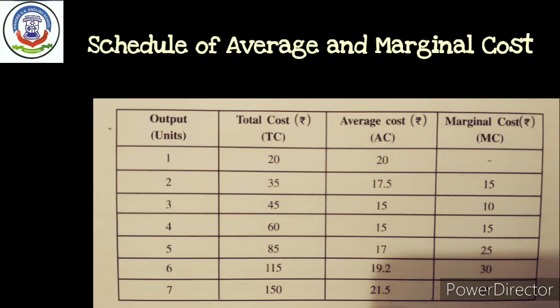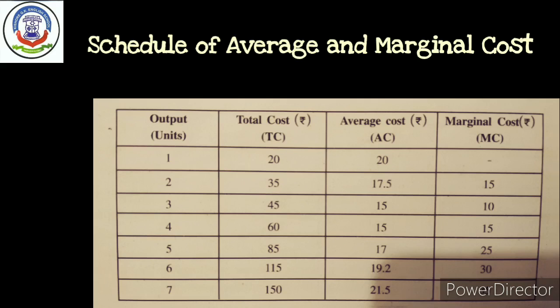When production is 3 units, total cost is 45, average cost 15. Total cost divided by units means 45 divided by 3 is equal to 15 rupees average cost, and marginal cost is 10. Recent total cost 45 minus previous total cost 35 is equal to 10 rupees marginal cost.